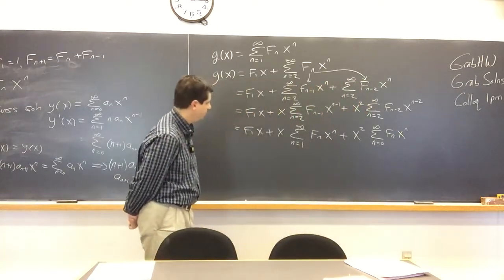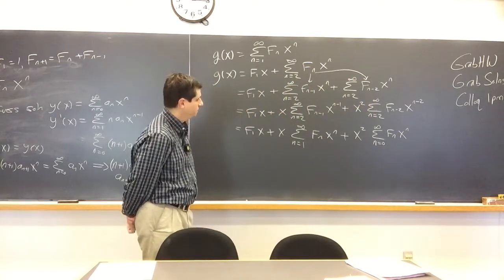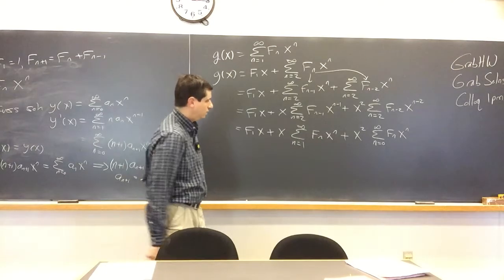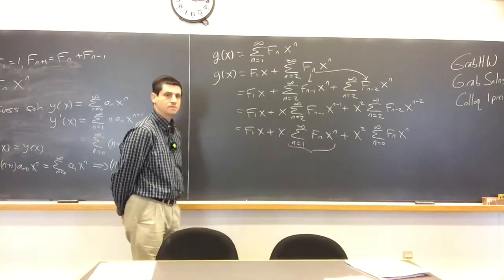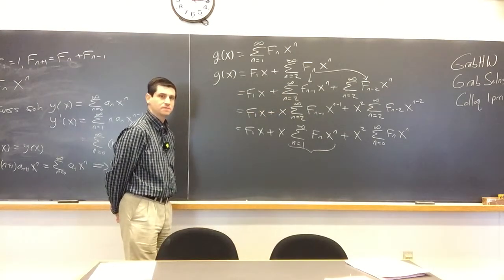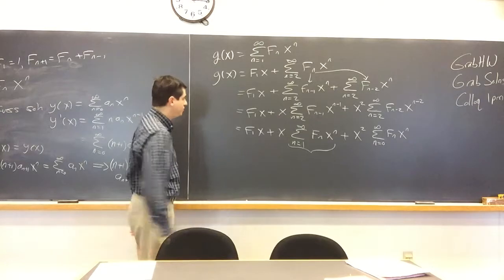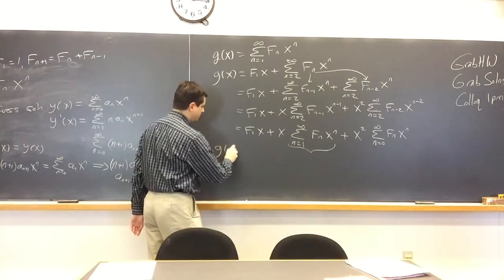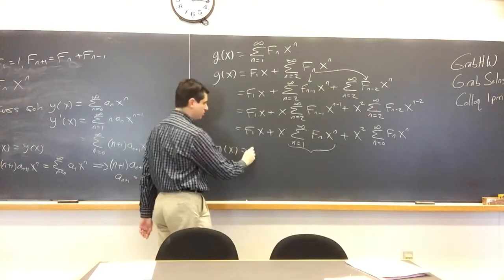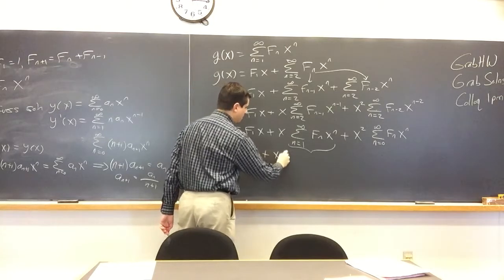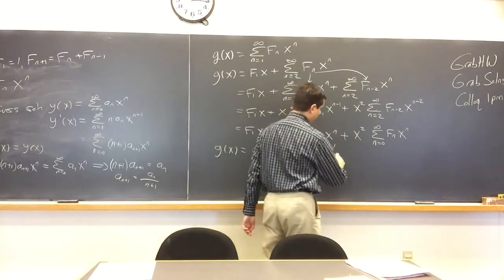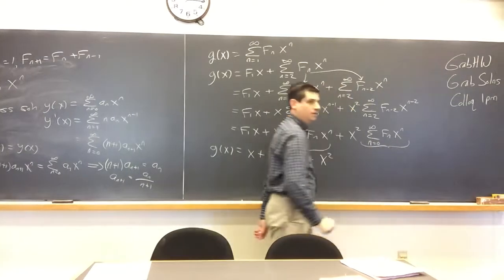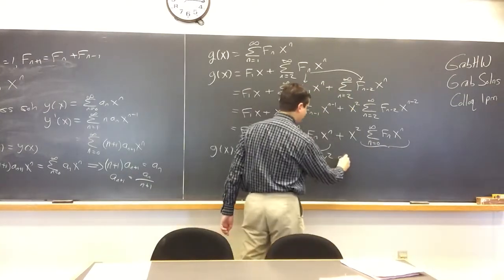OK. Hopefully I haven't made a mistake. Now, what does that equal? g of x. So we get g of x, and we know f1 is just 1, equals x plus x g of x. And what's over here? What does this equal? Also g of x plus x squared g of x.